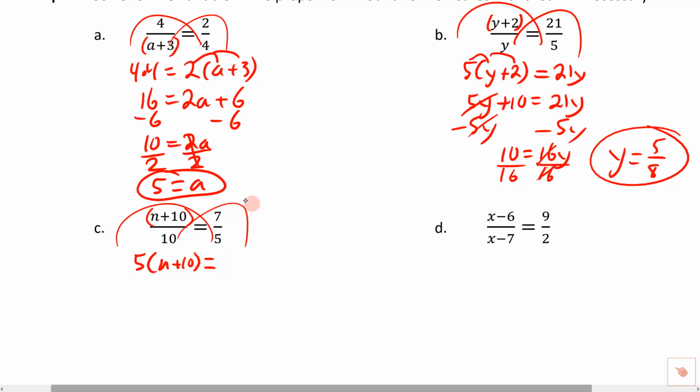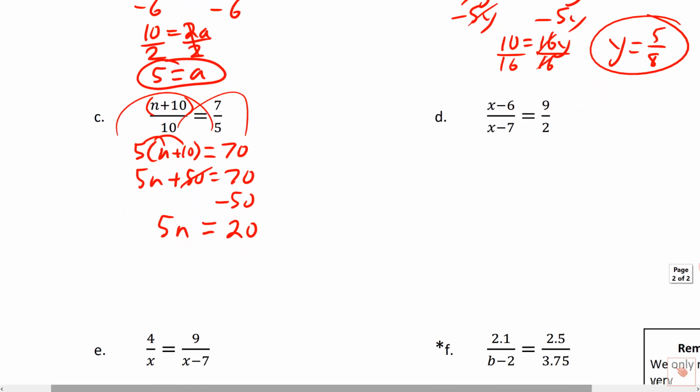And then on the other side, if you can do 10 times 7 and just go ahead and write down that that's 70, that's totally okay. I'm going to finish this off by distributing. So we get 5n plus 50 equals 70. We're going to move the 50 to the other side by subtracting. So that's going to leave a 20 over here and a 5n over there.